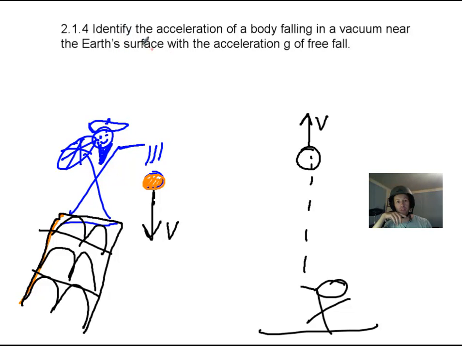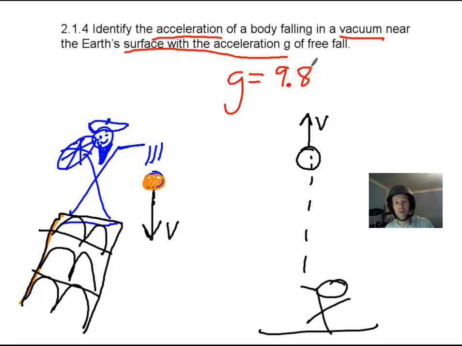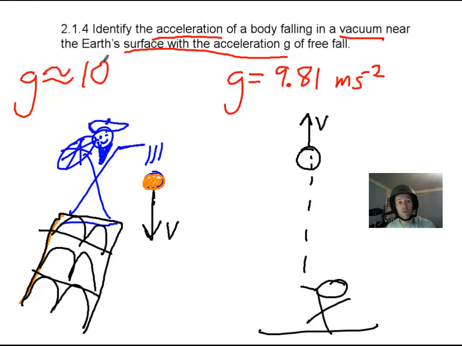Now, not much to be said about this one. For objects falling in a vacuum, and by vacuum we mean no air resistance, and near Earth's surface, the acceleration of these objects is what we call g, and g is equal to about, by IB standards, 9.81 meters per second squared. Often we can round this in our calculations to 10 meters per second squared. And this is for falling objects, if no air resistance.